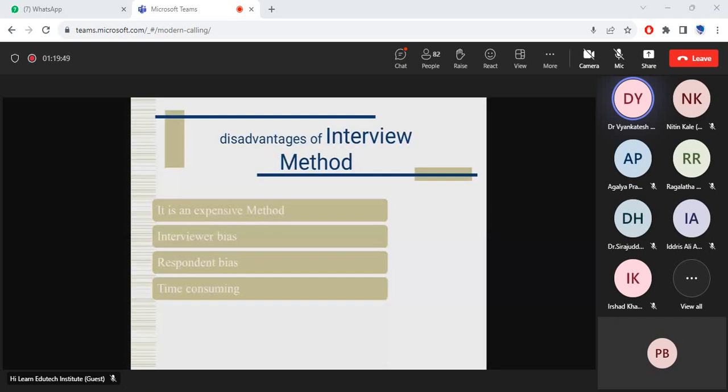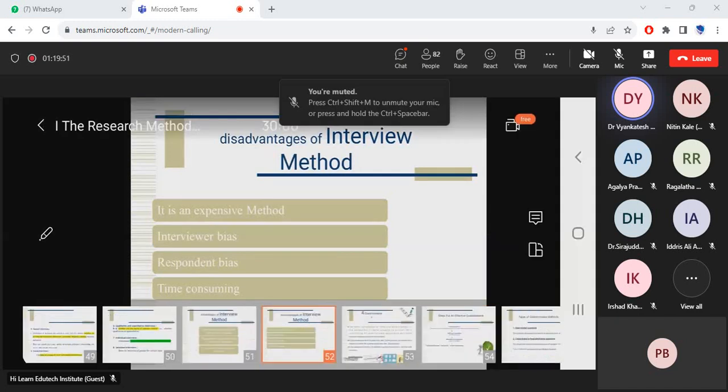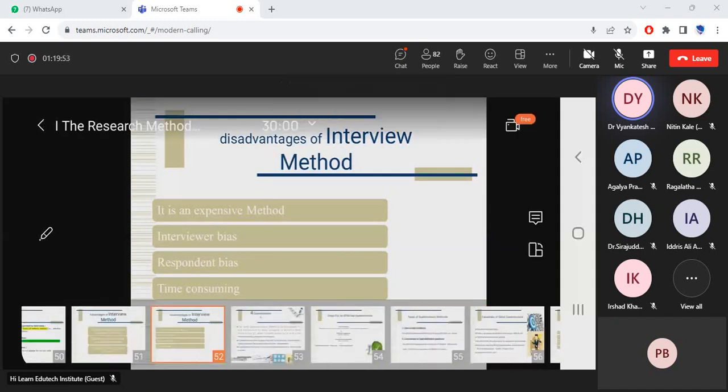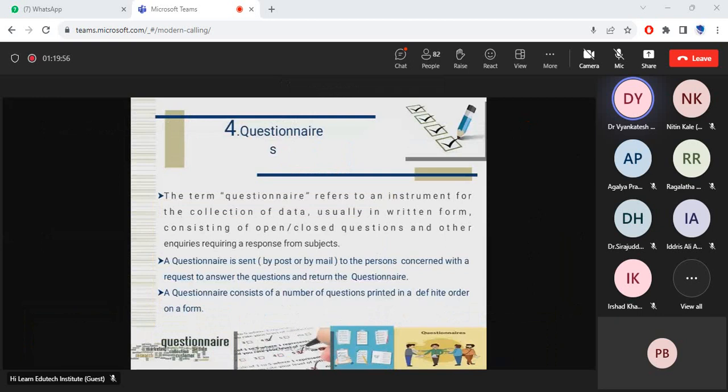Then lastly, we are going to be dealing with the questionnaire. The term questionnaire refers to an instrument for the collection of data, usually in written form, consisting of open and closed questions and other inquiries to get the response from the subject, like a questionnaire sent by post or mail. The person is selected, requested to answer the questions and return them. Questionnaires consist of a number of questions printed in a definite order or in a form.